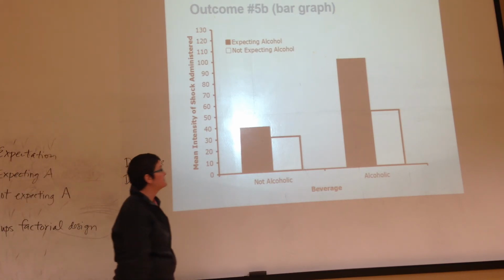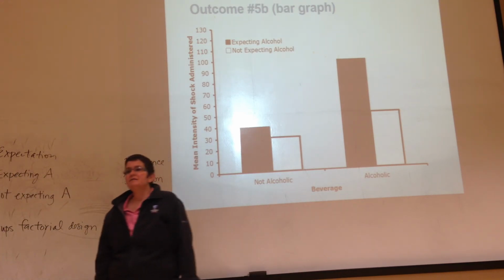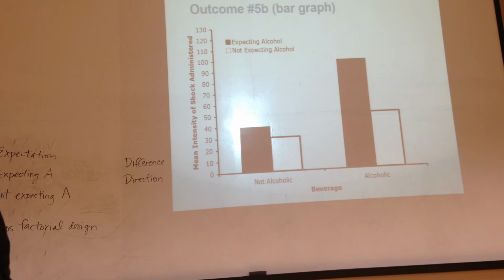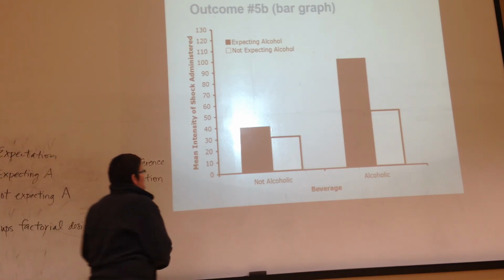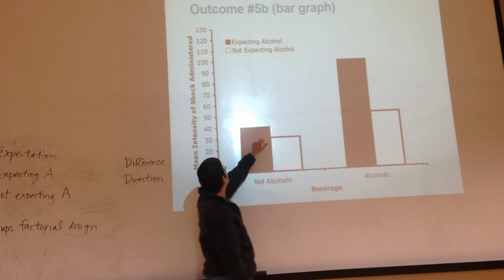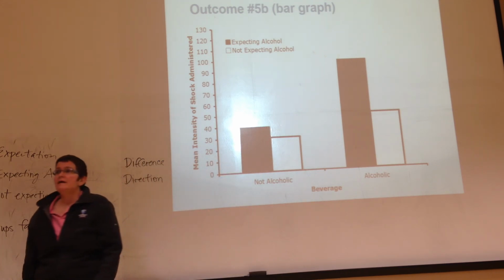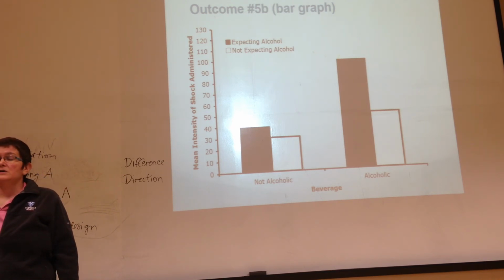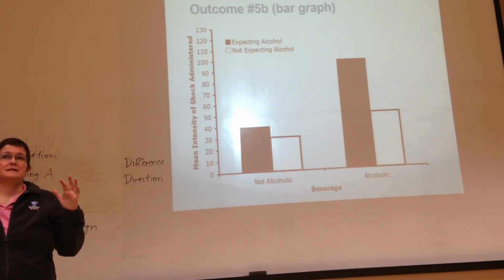One kind of interaction. Right? How do I know there's an interaction in this graph? The difference is different, yes. So in both cases, the direction is the same. The black bar is taller than the white bar on each side of the graph. But on the left, the black bar is only slightly taller, about 10 volts taller than the white bar. But on the right side, it's about, what, 40 or 50 volts. So the difference is not the same.